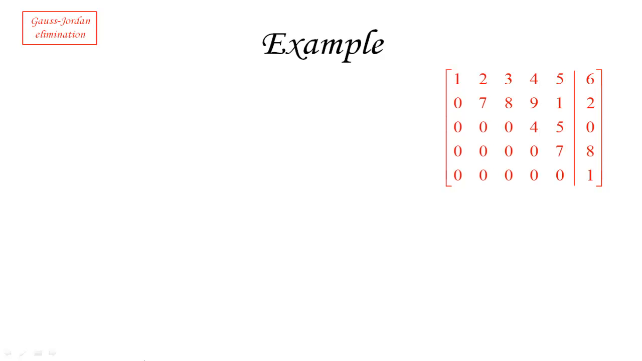Let me show a little example. Let's say that we have gone all the way to the REF of our system, and this is the REF that we end up with. Remember, from a system we construct the augmented matrix, then we do row operations according to the strategy that I've outlined. We come up with this.